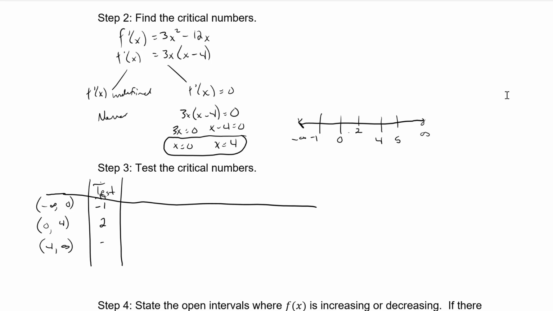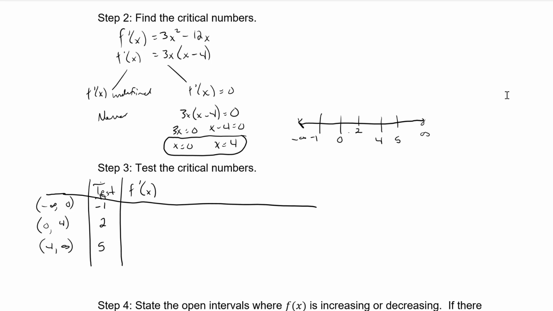The number that you pick doesn't matter. What matters is that it's in the interval. You could pick any number you want as long as it's in each of the intervals. You could pick negative 1,000 if you wanted to, between negative infinity and 0. It doesn't matter because the first derivative can only change signs at its critical numbers. So in this case, we're going to test negative 1, 2, and 5, and we're just plugging them into the first derivative to find out what the sign is.